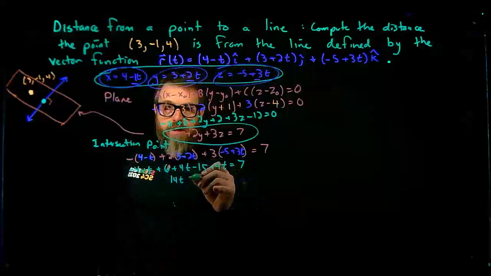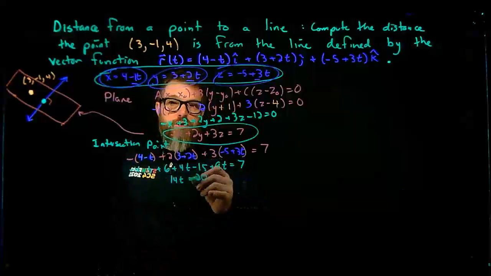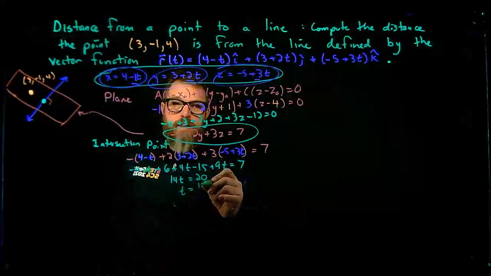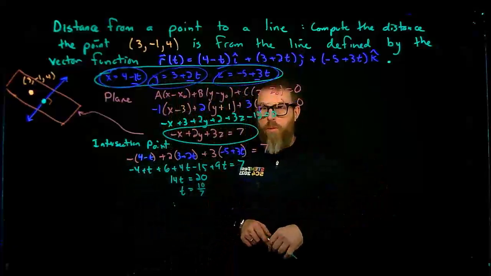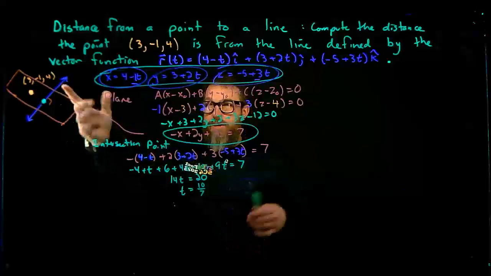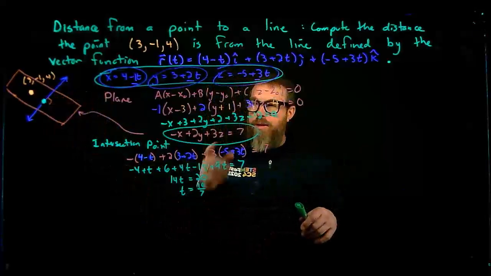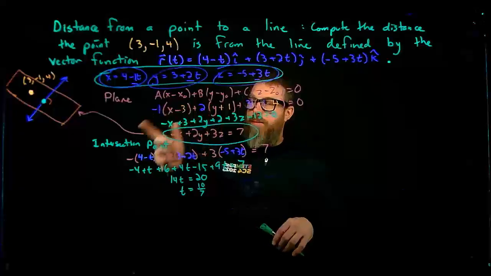Send it to the other side. It's going to be equal to 20. So this is 20 over 14, or I can say that this is 10 over 7. Now, we can say that that is the parameter for which the point intersects this line, or you can say at that particular time. So at time 10 over 7, that's going to be our point.